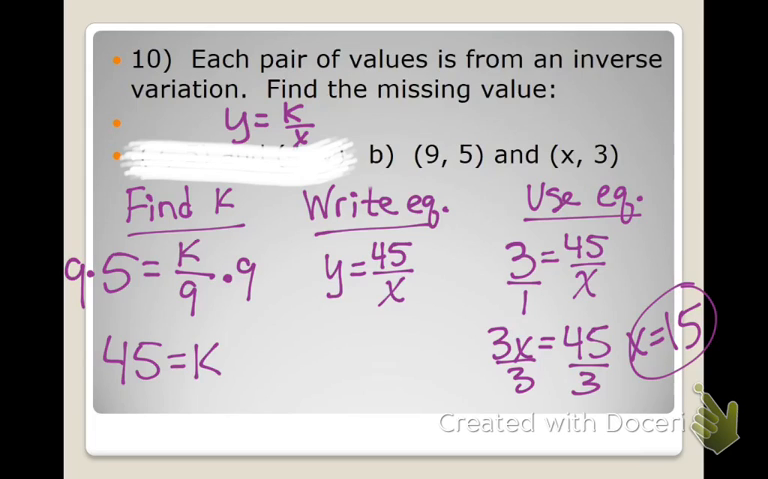15 is not a big number. Remember, it's not a big number unless it's a big paycheck, and 15 would be a very sad paycheck.